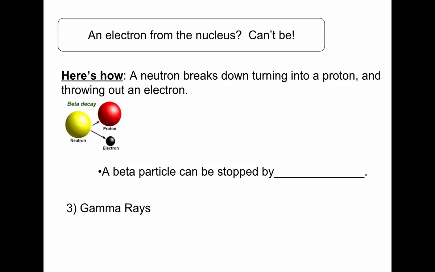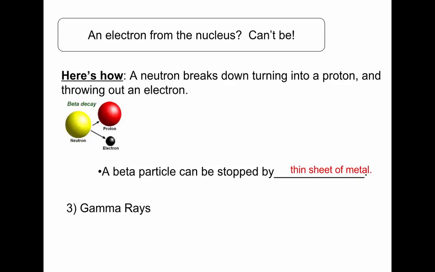So, how does a nucleus lose an electron? Well, in beta decay, a neutron turns into a proton. But a proton has what charge? A positive charge. And so the neutron loses an electron, sends it out, and then it becomes a proton. That's where that electron comes from, the breakdown of a neutron. Beta particles have a greater ability to penetrate into matter. They can be shielded or blocked by a sheet of metal. They would be able to get through a piece of paper, for example.